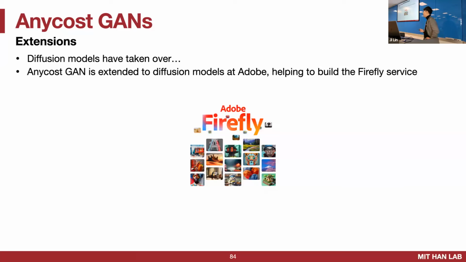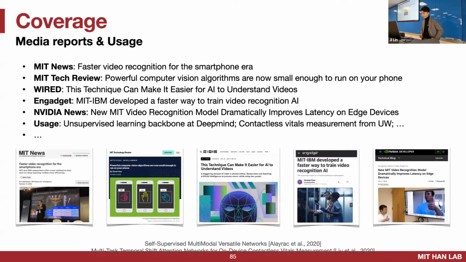Of course, GAN models are kind of in the history right now, so diffusion models have kind of taken over. But from talking with my colleagues at Adobe, they're actually extending this method to help scale up the deployment of their latest Firefly service to improve the efficiency. And for our work on video and AnyCost GAN, we also got some media coverage. Interestingly, our work has also been used by other people.